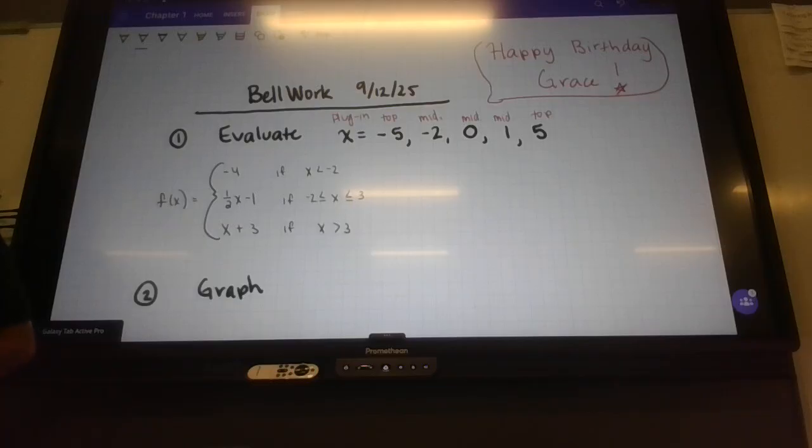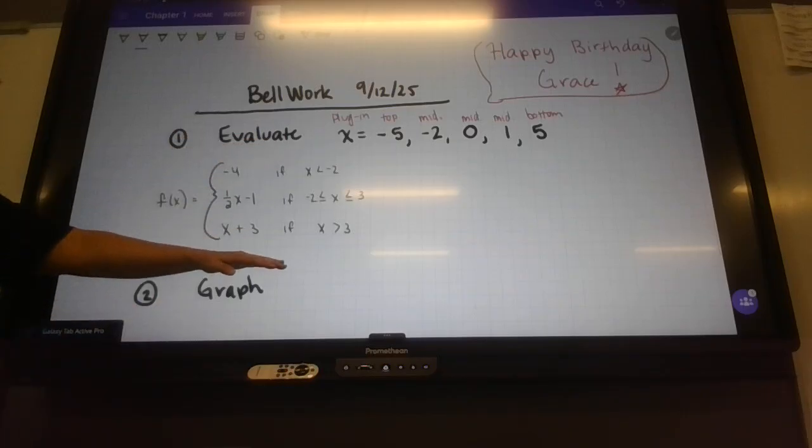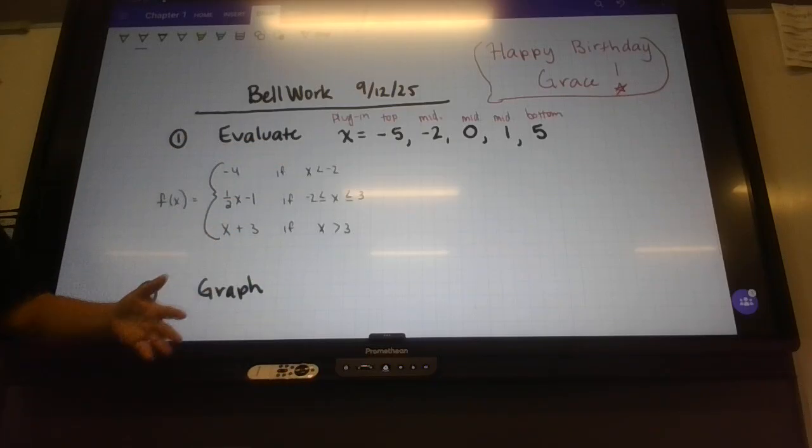You have a question? Oh, I meant bottom. Thank you. The very bottom. And they typically do go in order, like left to right, lowest to greatest. That helps. So, 0, wouldn't 0 apply to both the top one and the middle one, or do we just do the most true one? The most true?